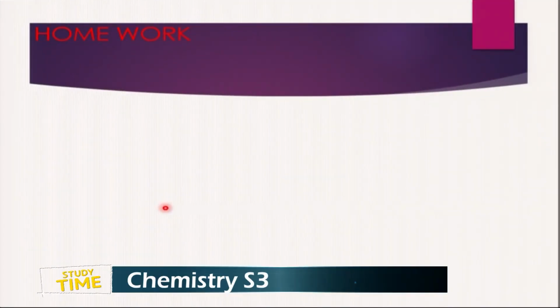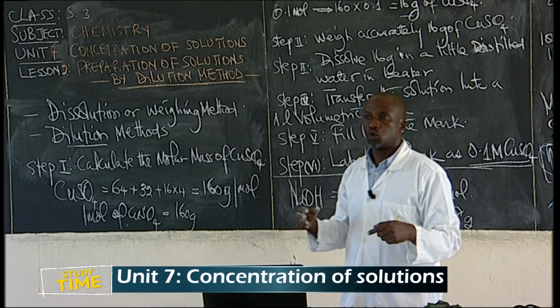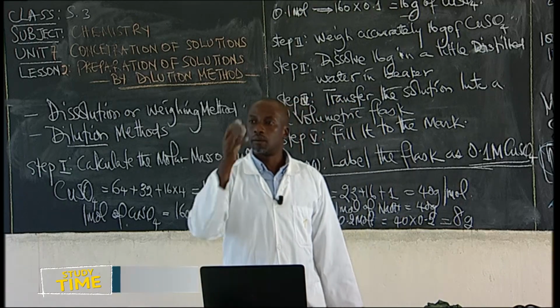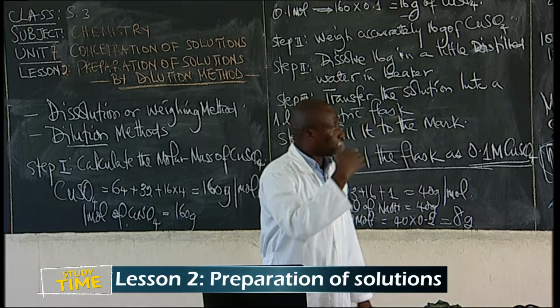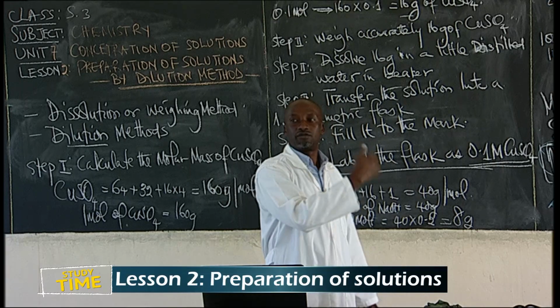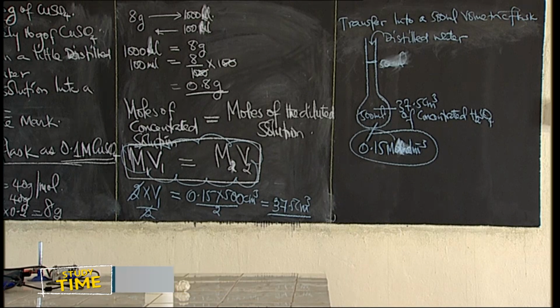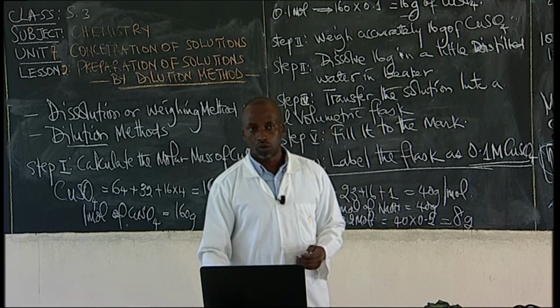Once you get the 25, put it in the volumetric flask, which contains the volume that you are asked. You are asked to prepare 100 cubic centimeters, so the volumetric flask must be 100. These volumetric flasks have different capacities: 100, 200, 300, 500, 1 liter, 2 liters, 5 liters, and so on, depending on the solution that you want to prepare.